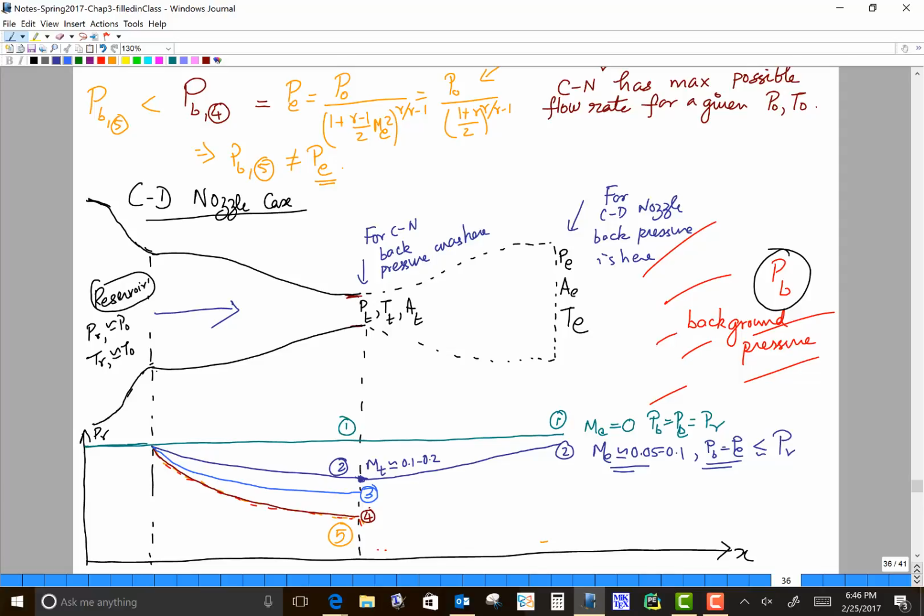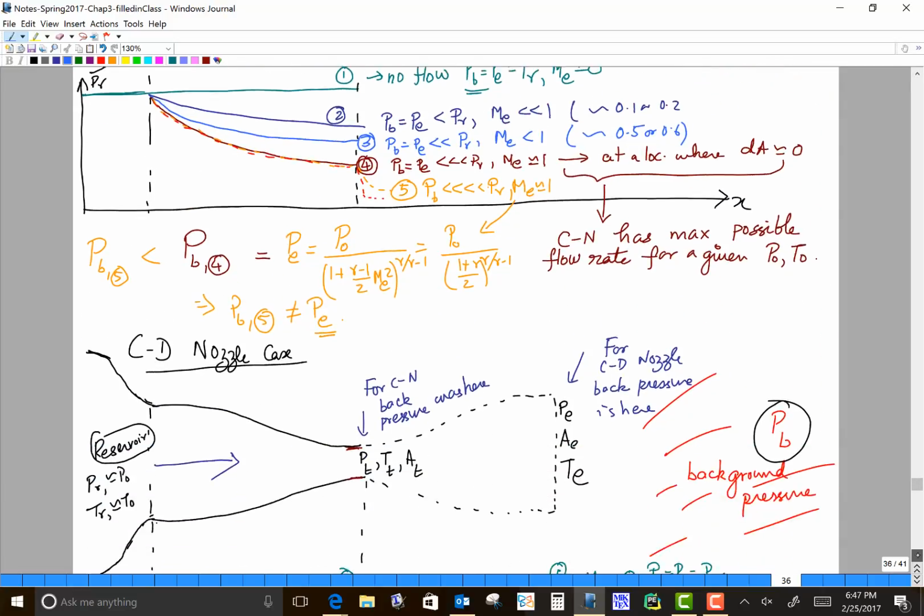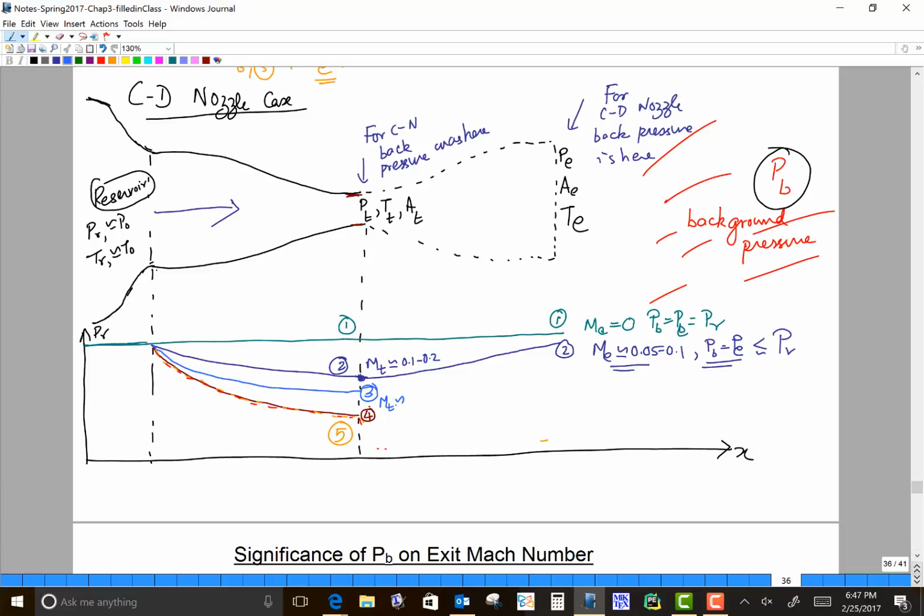Okay, now we can extend the same thing for case 3. What was the property there? We estimated MT, which is ME in the previous case, to be about 0.5 to 0.6. So MT is approximately 0.5 to 0.6, which means it's still subsonic flow at the throat, and this flow is going to decelerate in the diverging section, and the pressure is going to get compressed further. So this is going to behave like this. This is 3. In this case, ME will approximately be in the 0.3 to 0.4 range.